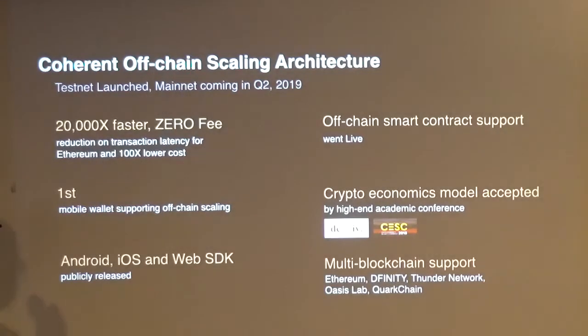But before we go into that, we have launched our testnet, and our mainnet is coming very soon, in about 2 months. On top of Ethereum, we already achieved about 20,000 times faster finality latency. This number is kind of marketing-ish, because the state channel is instant final versus the probabilistic finality provided by the underlying Ethereum. And we have full off-chain smart contract support. We also proposed the first mobile wallet support for off-chain scaling, among other things. And we are a multi-blockchain construct. We support both the EVM and a WebAssembly-based construct.